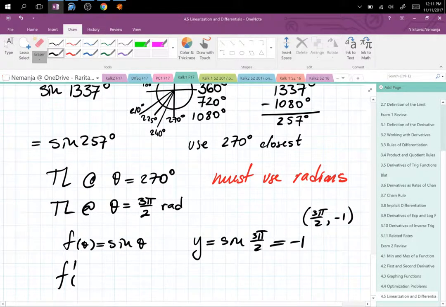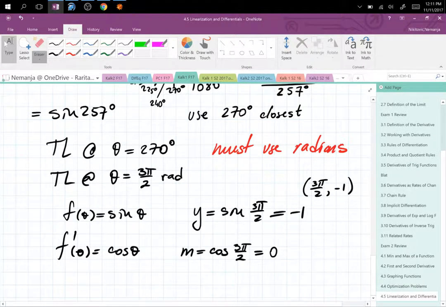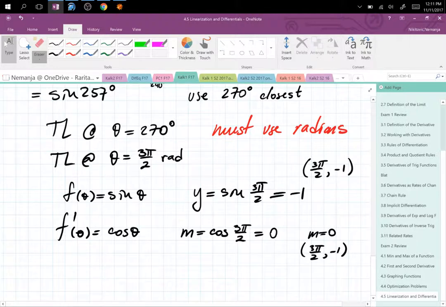We are going to find the derivative. The derivative of sine is cosine theta. And we are going to plug in for m cosine of 3 pi over 2, which is 0. So now we have the slope is 0, and the point is 3 pi over 2 and -1. The tangent line is y equals -1, a horizontal line.